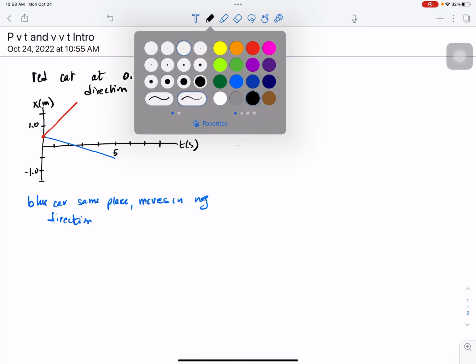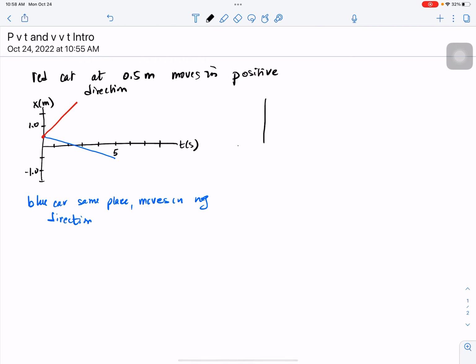And then the other thing that I want to do is the velocity versus time. So we've got velocity, meters per second, and time in seconds. And again, for this one, it actually doesn't matter if you put in lines. So go ahead and draw what you think they are. Now, the red car is moving at a constant positive velocity. So that is a constant positive value. Blue car is moving negative, so it's going to be below 0. And it is about half the speed of the red car. So I'm going to draw it like that.